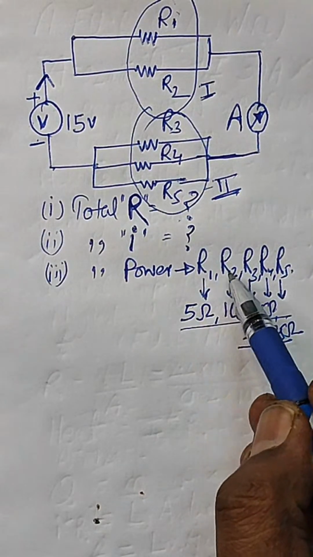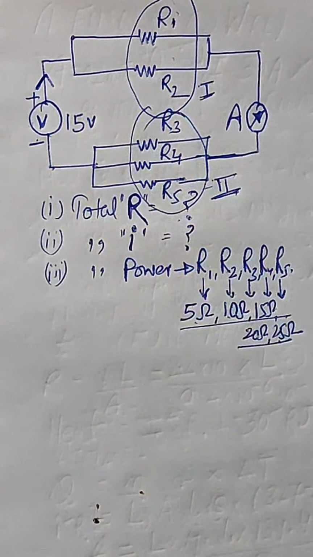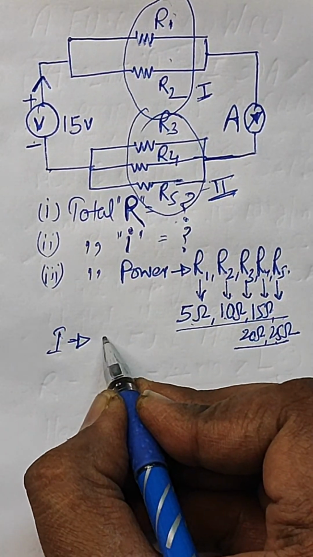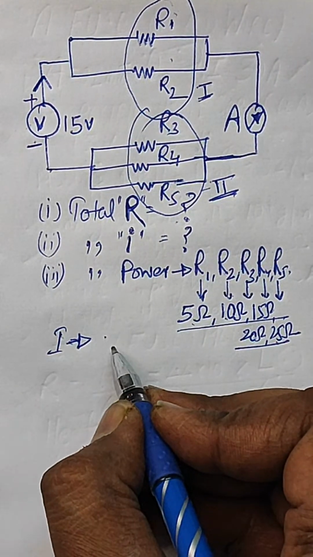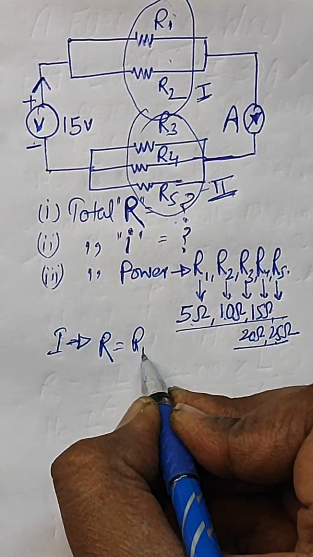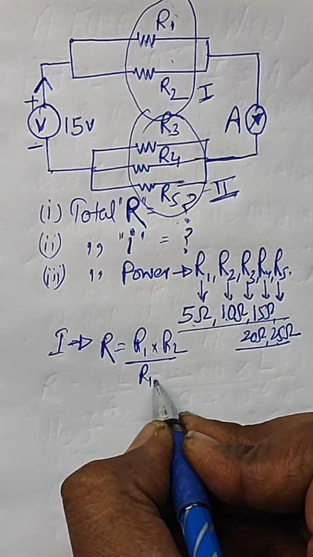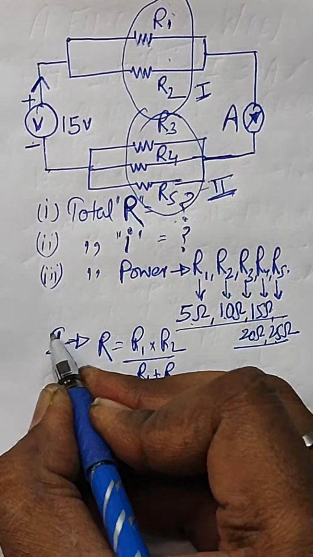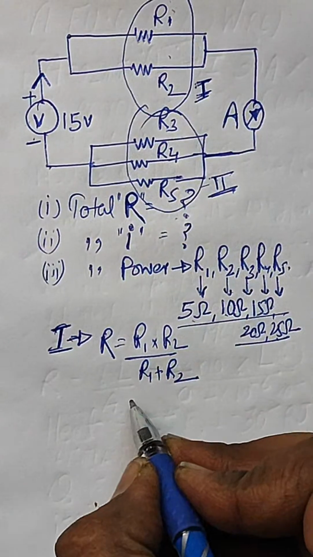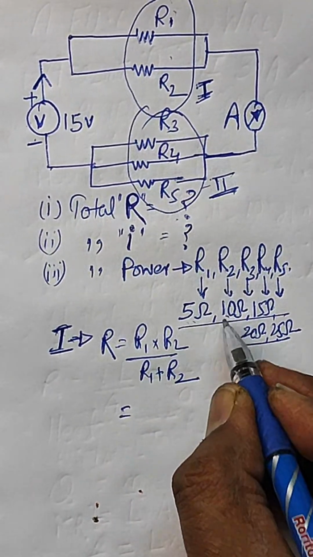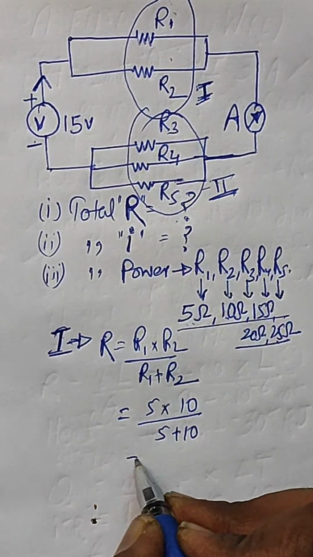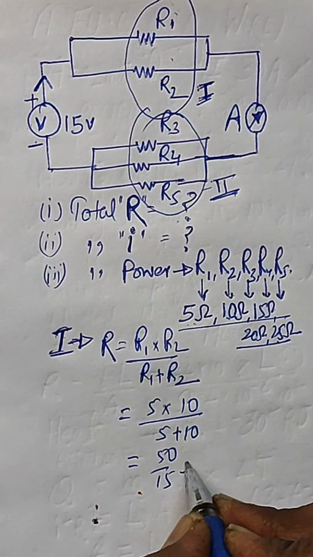If R1 and R2 are known to you, 5 and 10, then for part 1, you know the formula for a parallel combination of two resistances: the equivalent resistance will be R1 into R2 by R1 plus R2, right? So the first part, mind it, is this one, R1 and R2. R1 and R2 are 5 and 10, so it will be 5 into 10 divided by 5 plus 10. So this will give you 50 by 15 ohm.